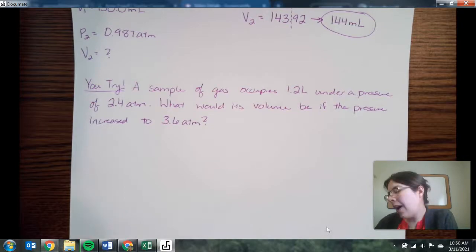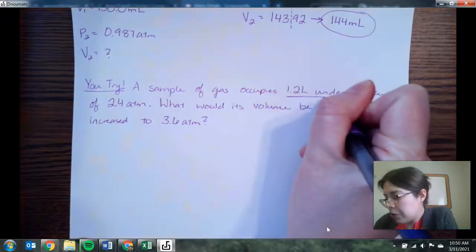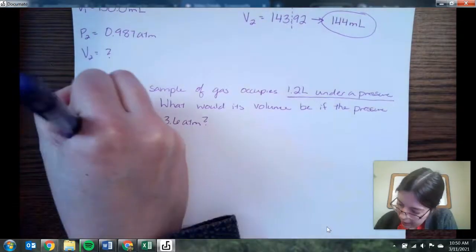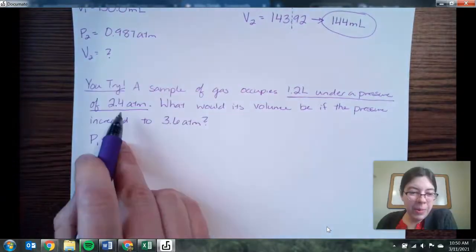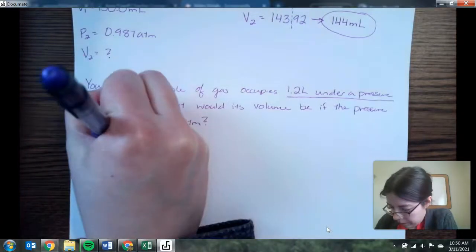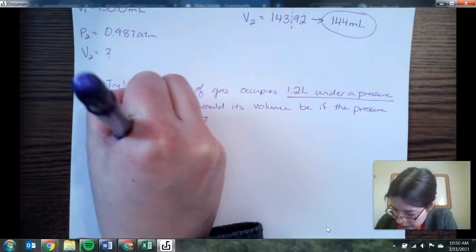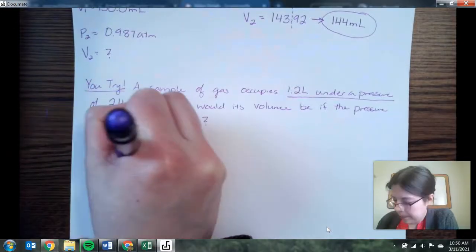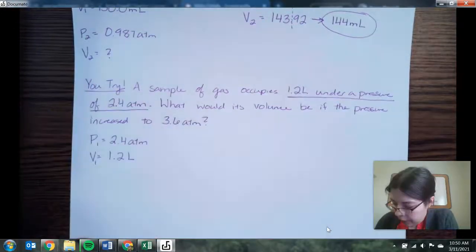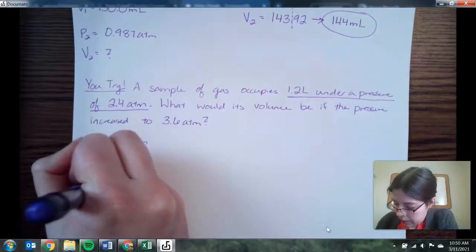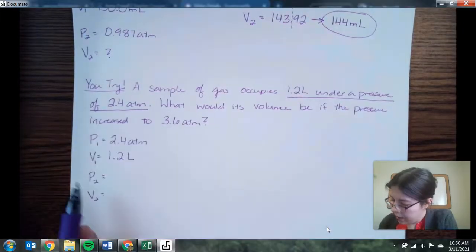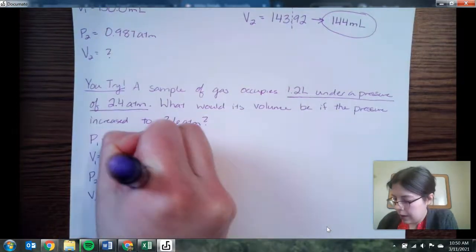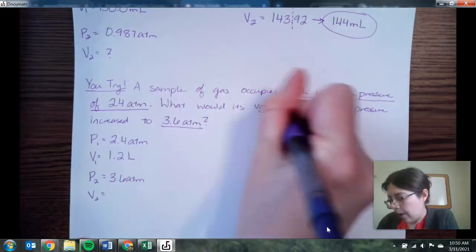Okay, so for our paired values, we have 1.2 liters under a pressure of 2.4 atmospheres. Okay, so our P1 is going to be equal to, this time atmospheres is our unit of pressure. So 2.4 atmospheres. Our volume is now in liters. That is perfectly okay. And then for our P2 and our V2, well, P2, that one is 3.6 atmospheres. That's one of the other values we're given. And we're being asked to find about the volume again.